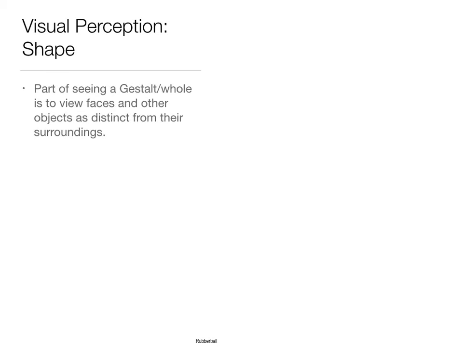Okay, so here's some other examples of how this works. So again, this part of seeing this Gestalt, or this whole, we can see faces and other objects as distinct from their surroundings. So this is, again, about seeing the thing, the form, the figure, okay?